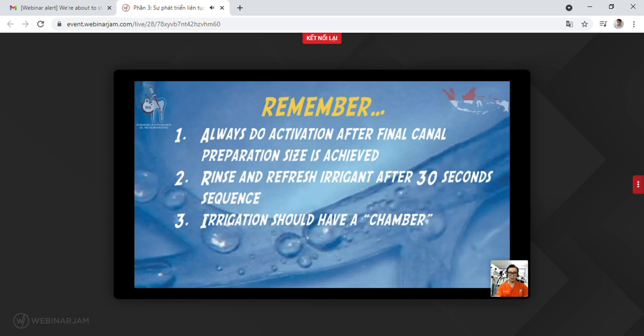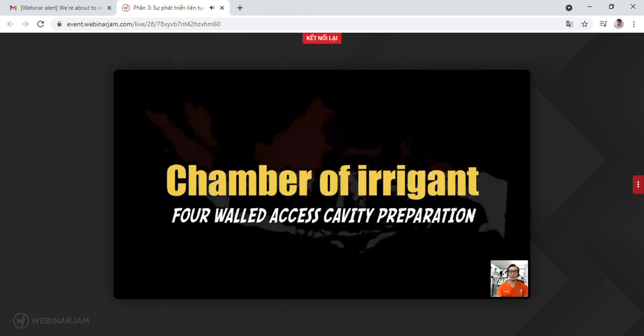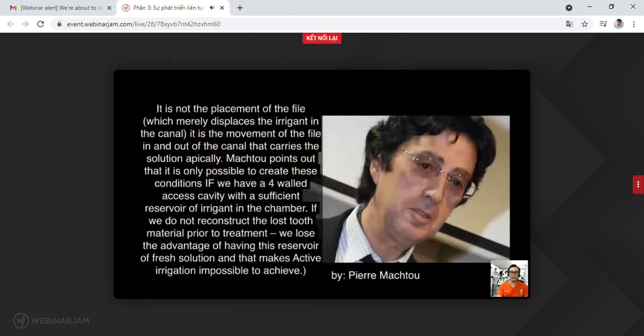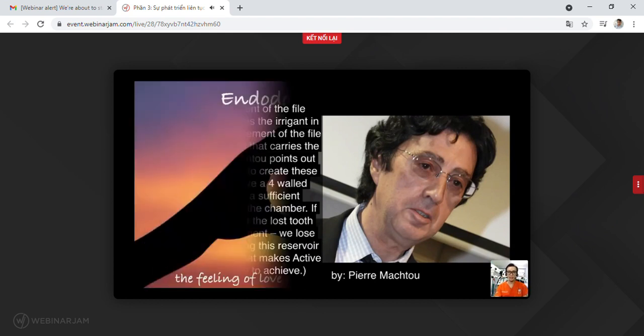So remember, always do activation of the final irrigation, and rinse and refresh again after 30 seconds once. And initiation should have a chamber. So if you do endodontics, please create full accessibility before introducing files to the root canal. Thus, we will have a proper disinfection during endo.